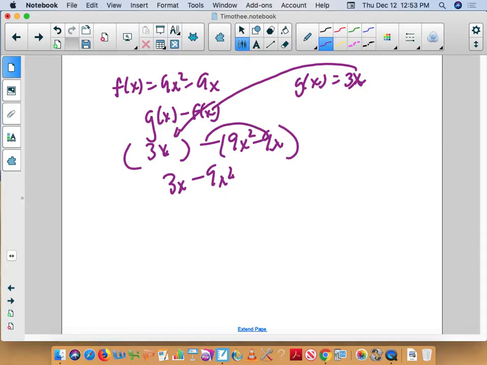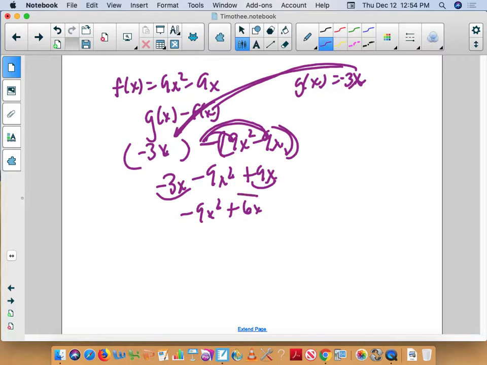Okay. That was negative 3x minus the whole entire f of x. So I get minus 9x squared. And what's minus negative 9? Okay, so I have negative 9x squared. And what's a negative 3x and a positive 9x? 6x. But I bet some of y'all didn't have that answer.